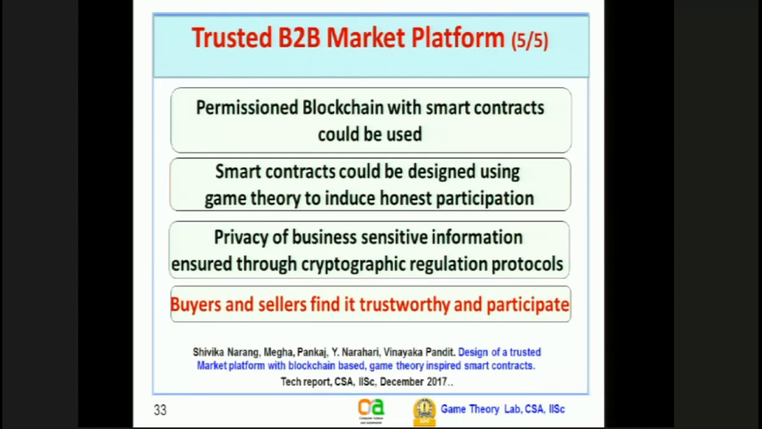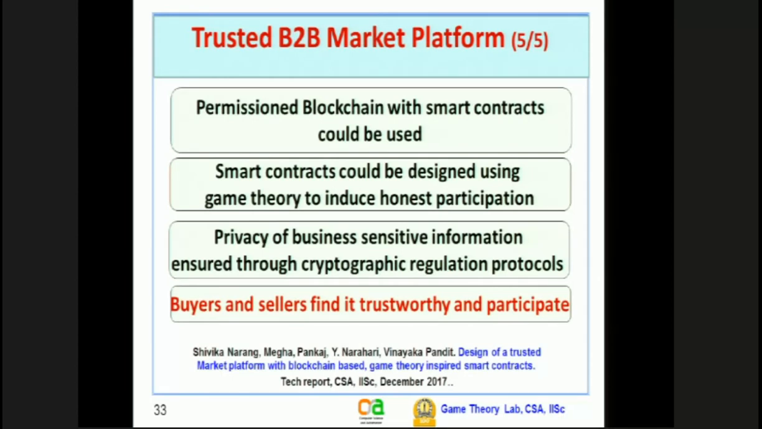And as I said, smart contracts could be designed using game theory. Privacy of business sensitive information could be ensured through carefully designed cryptographic regulation protocols. And such a blockchain based system satisfies all the requirements that we started off with. And as I said, the buyers and sellers may not know one another, and buyers and sellers will find it trustworthy and participate because of all the properties that blockchain technology offers. That's just a glimpse of what we have tried to do.